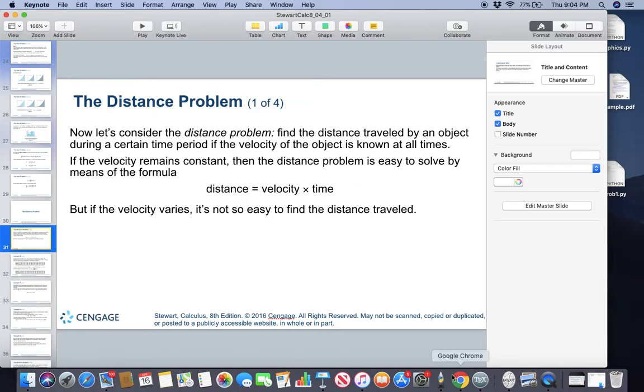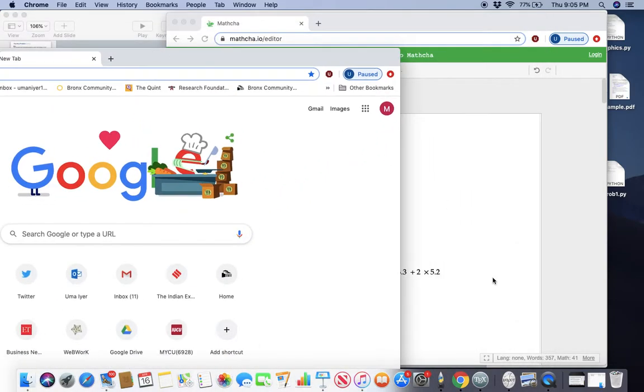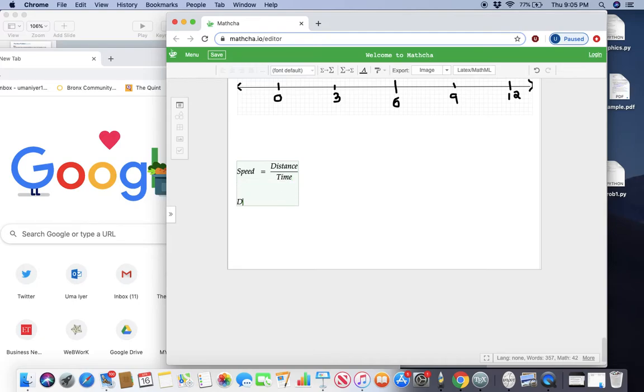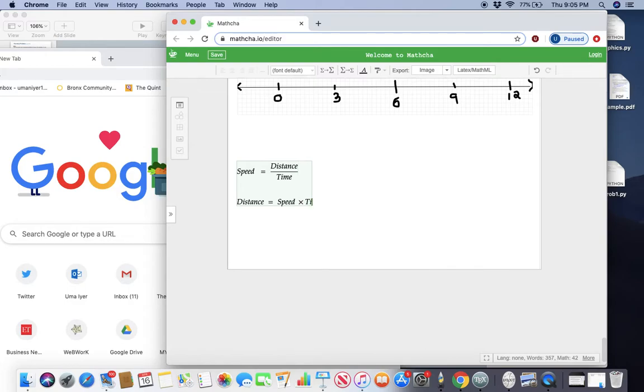You see, let me use the screen. You have speed is a fraction of distance over time. So distance equals speed times time. That's all we are saying. Okay, this is the case.